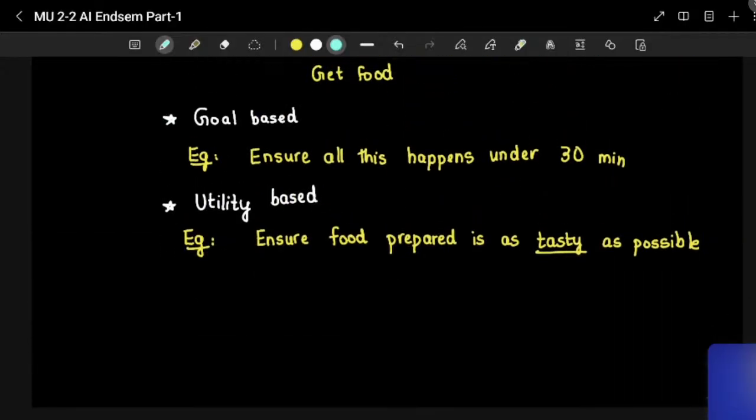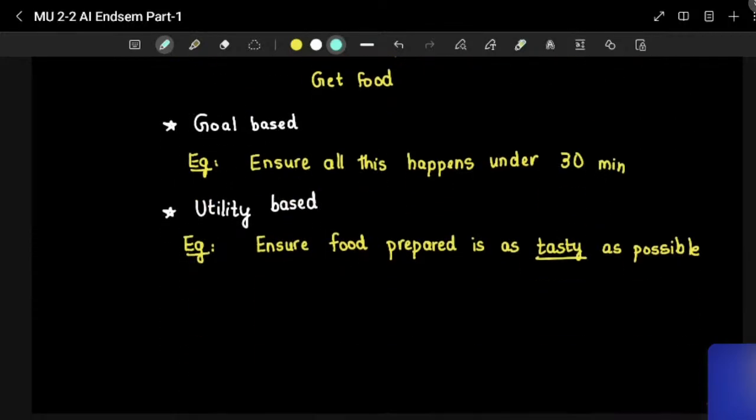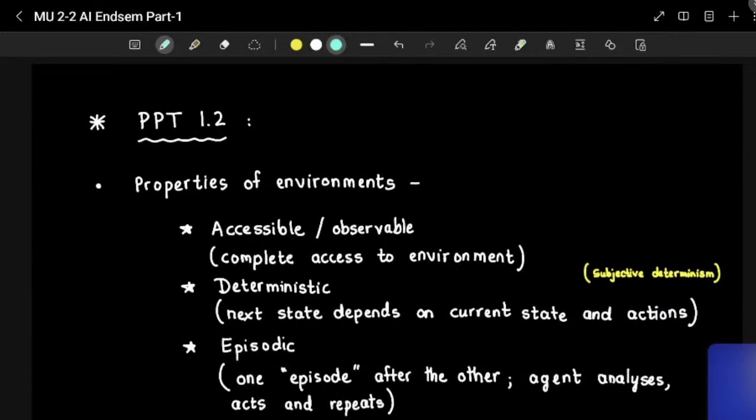That was PPT 1. There was nothing much, but there is some theory. You could go through all of that, AI Winter and all that. That was there. In PPT 1.2, the first thing that comes up is properties of environments. We've seen what kinds of agents are there. Now we look at what kinds of properties are there.